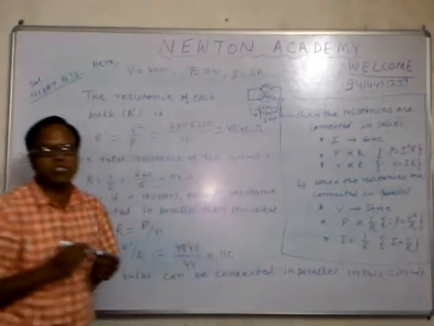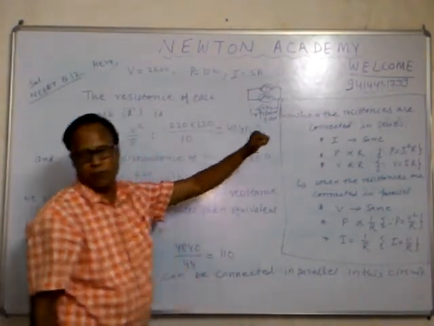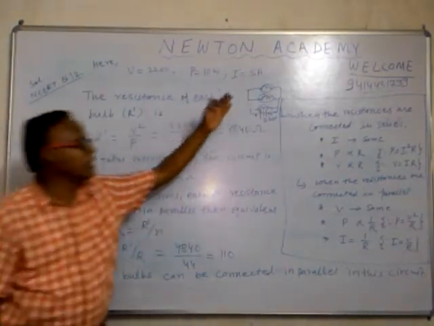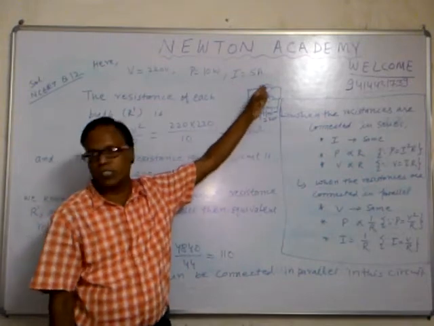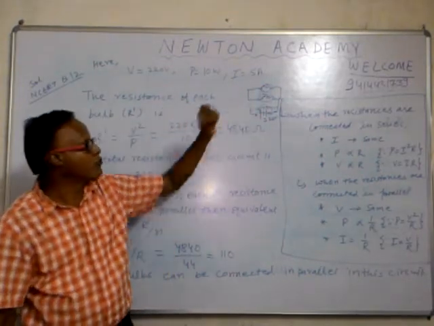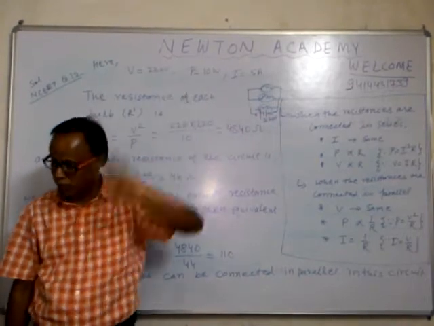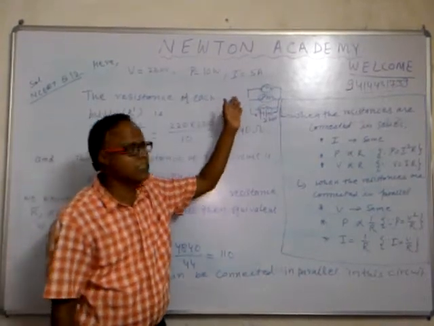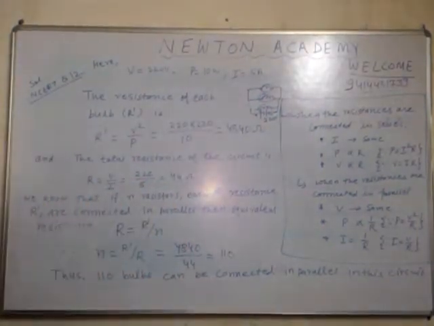The supply voltage is 220 volt. This is the supply voltage, not the voltage of the bulb. But it's connected in parallel, so its voltage must be 220 volt. It depends on the resistance and so on. So first we calculate the resistance of each bulb. Then we calculate the net resistance of the circuit. Then we can say how many bulbs we need.